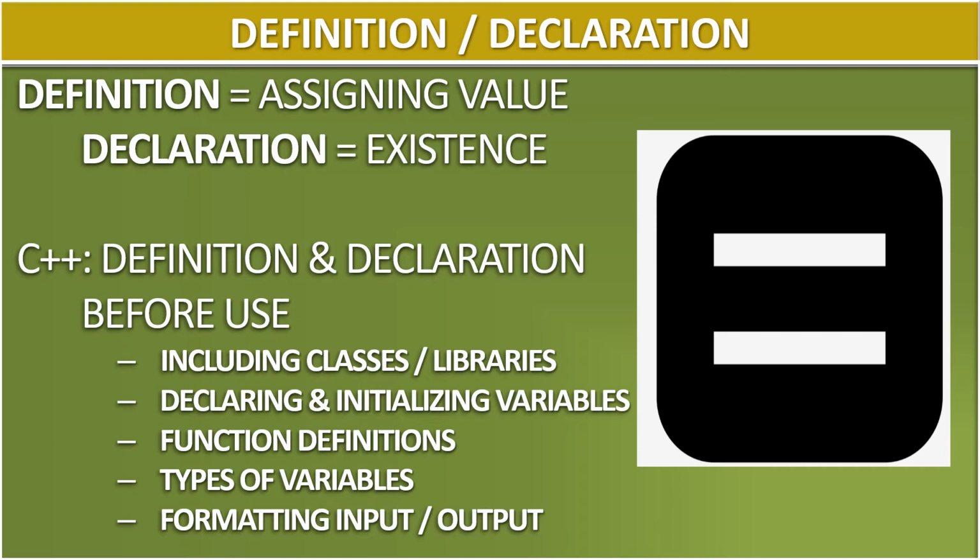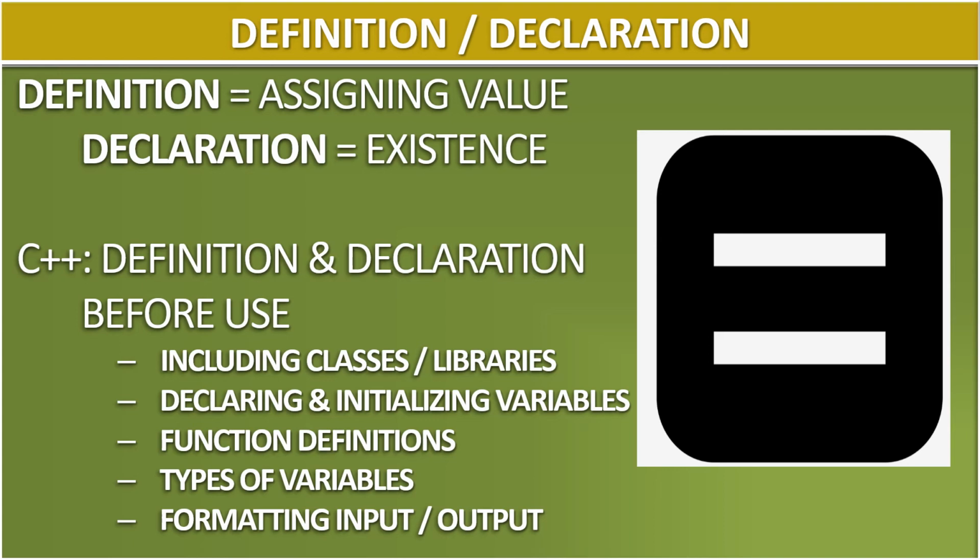Our third type of instructions are definitions, and definitions are usually either assigning value or declarations, which means you are telling the program that this variable exists. Before you use certain things, you need to be able to tell the computer program that it exists. For example, at the top of most programs, you're going to have what are called pre-processing directives that I'll talk a little bit more about in the next video lecture. So if you're including a class or a library into your program, you have to include it before it's actually being used or referenced inside the program.